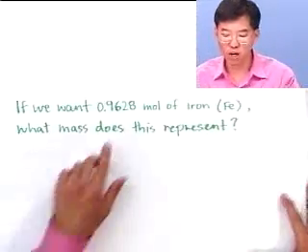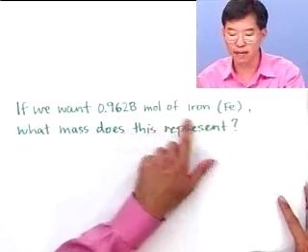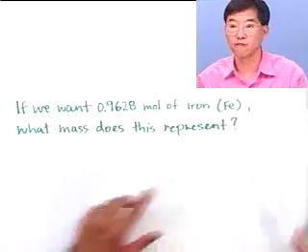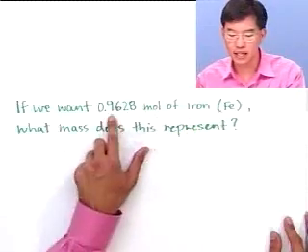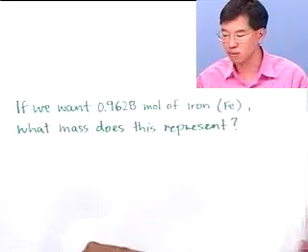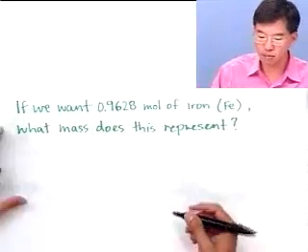Suppose we want 0.9628 moles of iron and ask, how much mass does this represent? Or if we were going to weigh the sample, how much iron would we have to weigh out? Well, what's your intuition say? Your intuition says that since this is almost 1, we should end up with something that's really close to the molar mass of iron. We look up the molar mass of iron.